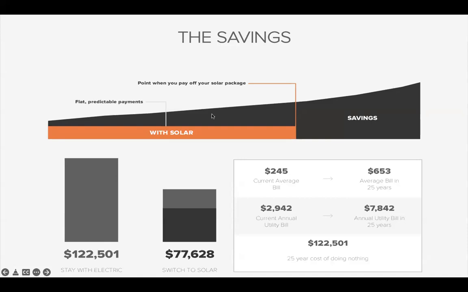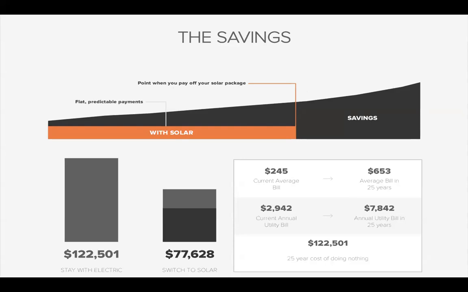So this is what an actual proposal looks like for a customer. In this case, we're looking at somebody who has a $245 a month electric bill. Now, there's a 4% annual escalator on all utility bills. All of them. Across the board, nationwide, bills are going to go up. Are we all familiar with inflation? Yeah, look at gas, right?